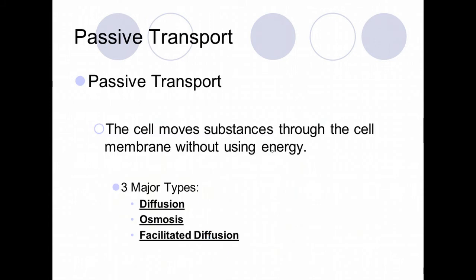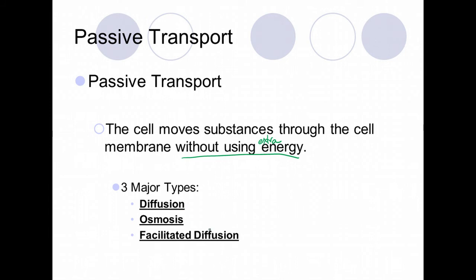So this is the definition of passive transport. This is what we just talked about. The cell moves substances through the cell membrane without using energy. And that's the key, is without using energy. But let me qualify that by saying without using extra energy, because every system already has energy in it. And that's what makes those molecules bounce around against each other. But there are three major types: diffusion, osmosis, and facilitated diffusion.